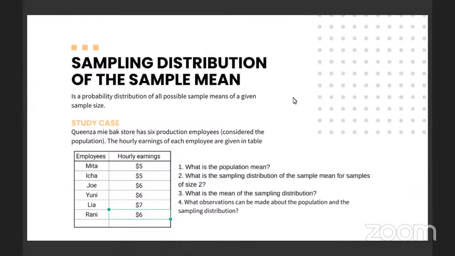Employee Joe, hourly earnings $6. Employee Uni, hourly earnings $6. Employee Lia, hourly earnings $7. Employee Rani, hourly earnings $6. The questions are: what is the population mean? What is the sampling distribution of the sample mean for samples of size 2? And third, what is the mean of the sampling distribution? Next.